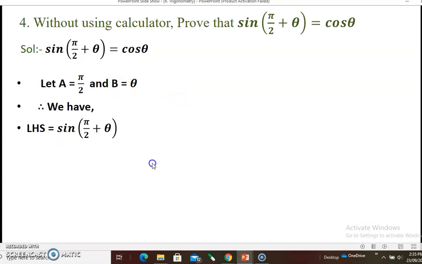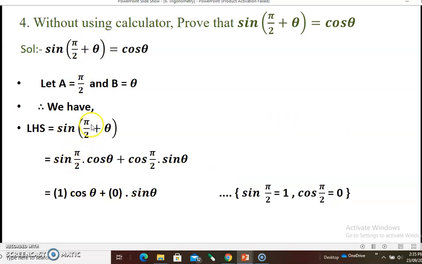What will we have then? The left hand side, sin of pi by 2 plus theta, is equal to sin A plus B form. Correct? What is the formula for sin A plus B? It is sin A cos B plus cos A sin B. So by that compound angle formula, you can split it this way. The values are known to us: sin 90 is 1, cos 90 is 0. So the second term is 0 and hence the value is simply the first term, which is cos theta, and therefore sin of 90 plus theta is cos theta. That way you can prove it.